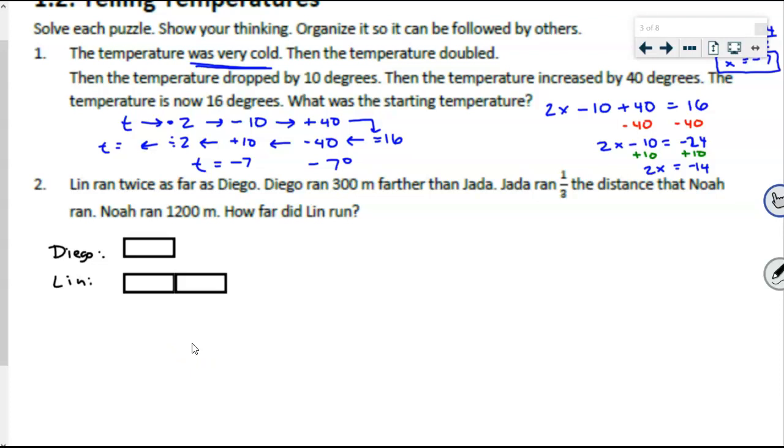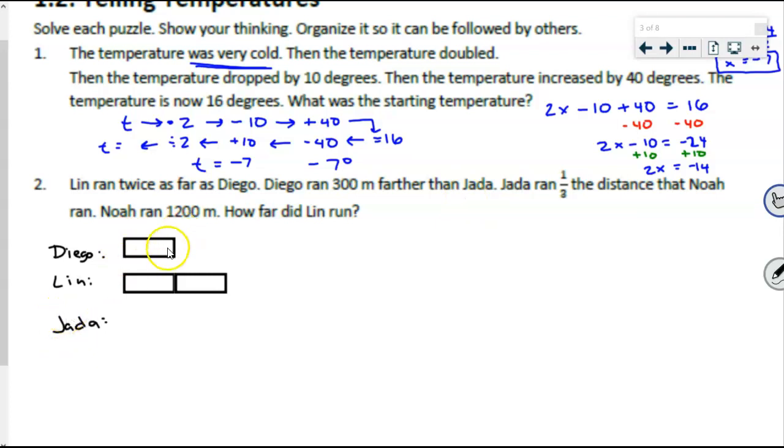So Diego, I don't know exactly what he ran, but it's that amount. Lynn ran twice as far as Diego, so I did 2 of those boxes stacked right next to each other. And then I see Diego ran 300 meters farther than Jada. So now here's how I'm going to represent what Jada ran.